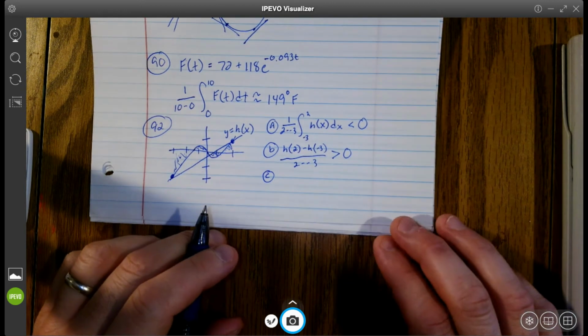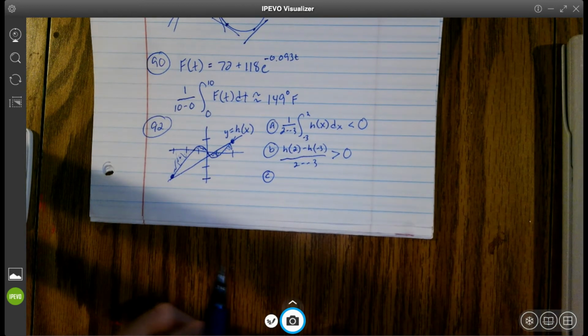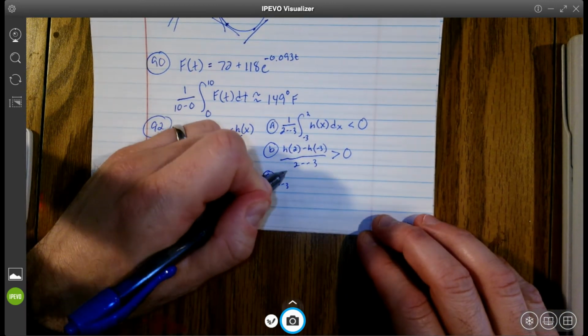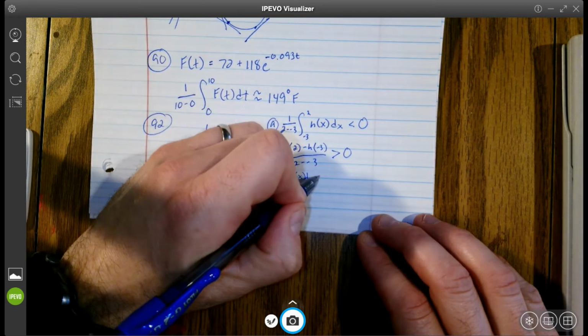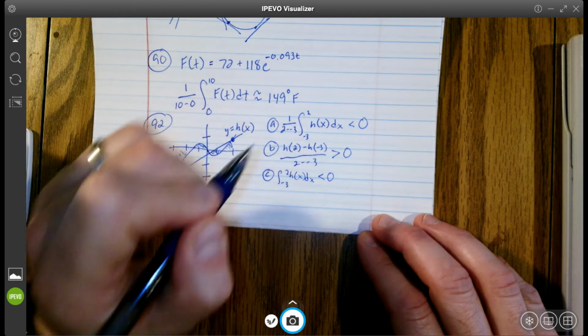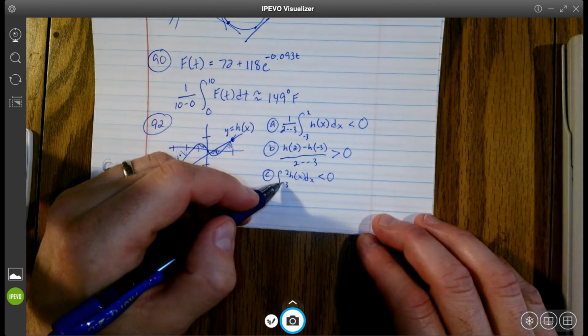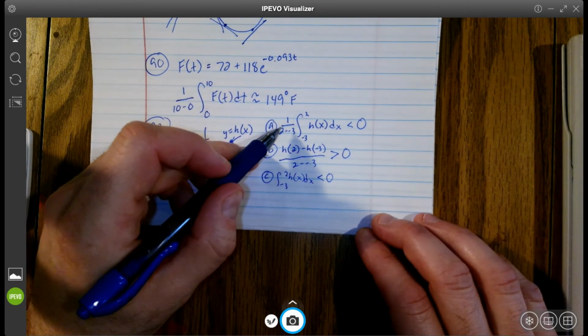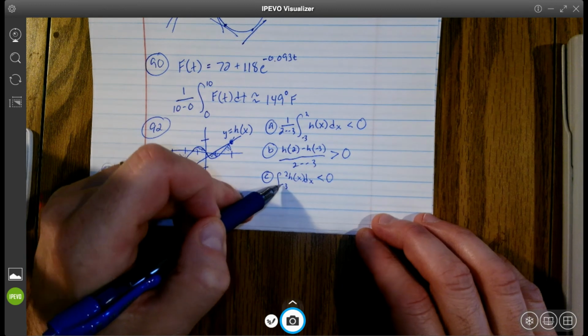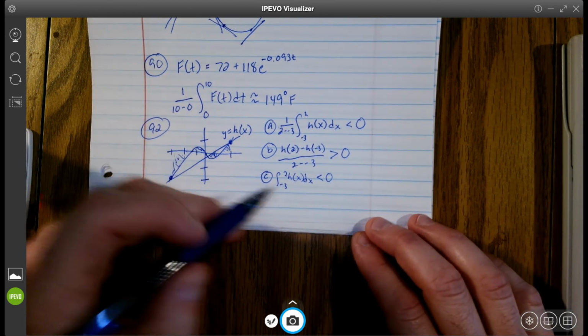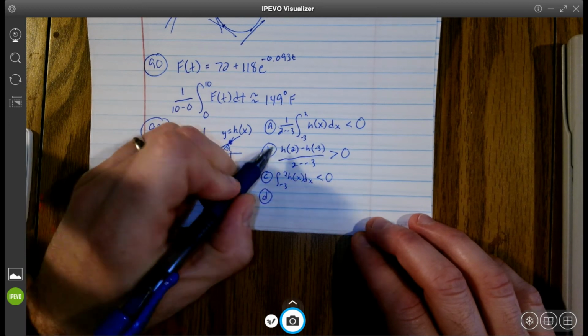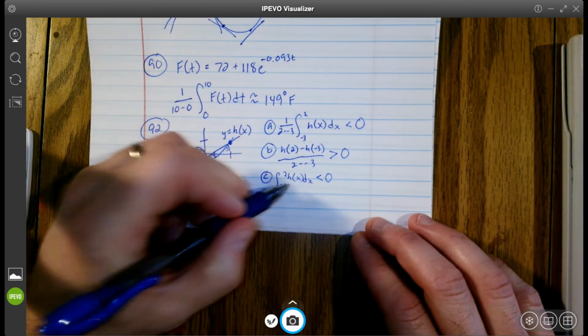C says the integral from -3 to 2 of h of x. We actually already evaluated that in part A, which is less than 0. Now, part A was 1/5 of that value. So obviously 1/5 of a negative number is going to be larger, because it's closer to 0. But remember, B is still a positive number, so it's greater than both of those.